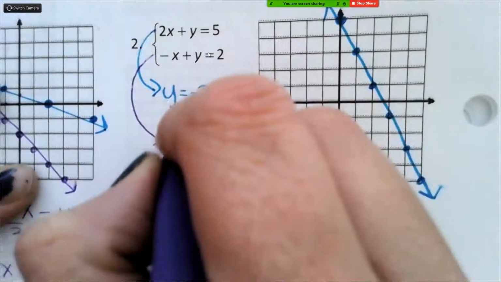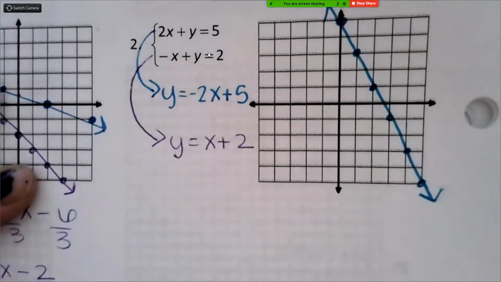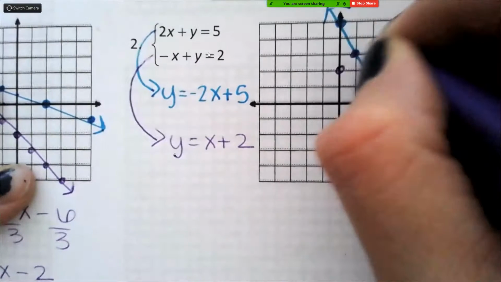We're going to solve for equation 2 as well. So you add x to both sides, and I get y equals x plus 2. So my y-intercept is 2, and my slope is positive 1.